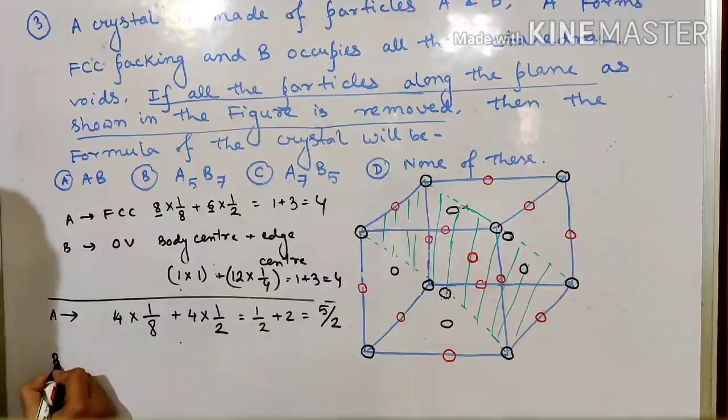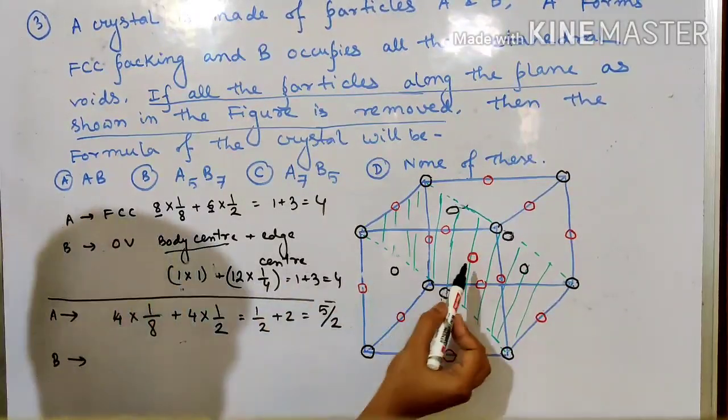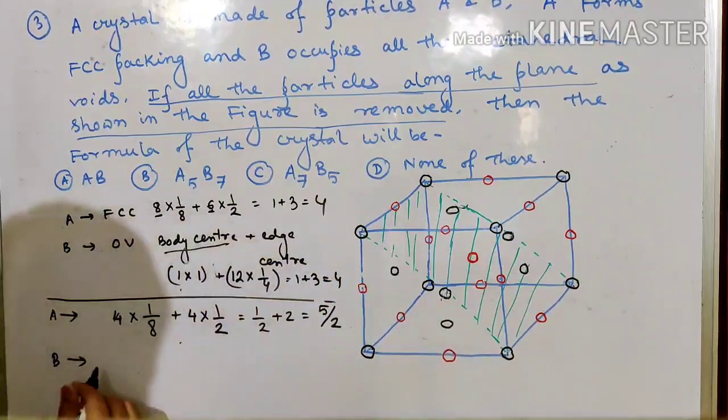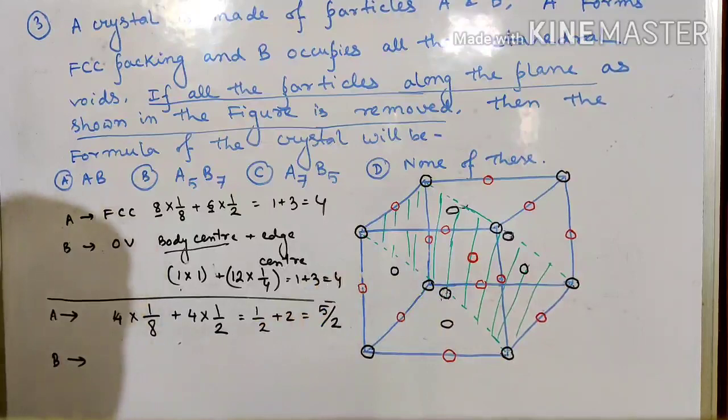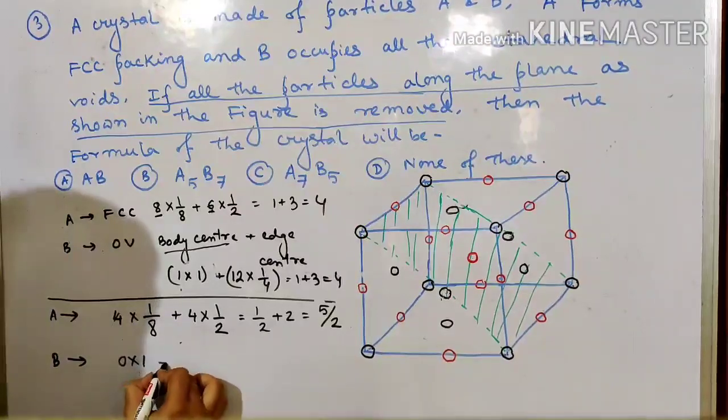Now, let us see for B atoms. There are 2 types, body center. See the position of the body center exactly inside that plane. So that will be removed, obviously. So it will be 0 into 1 because that is removed.